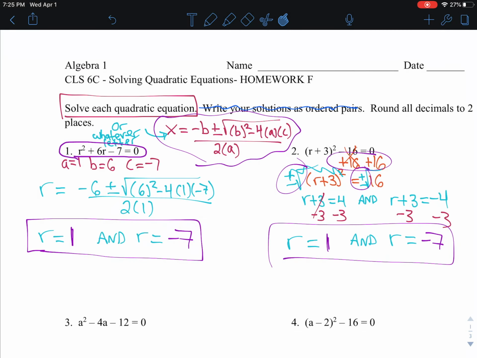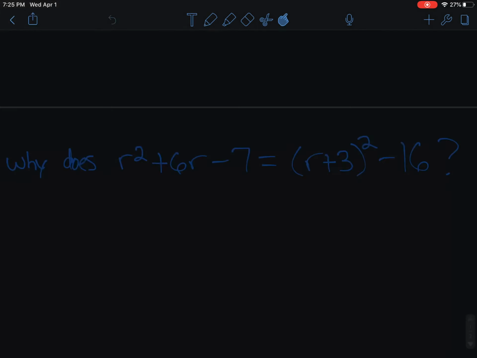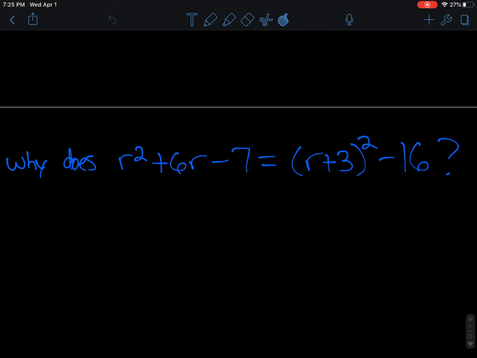But I'm showing you why this is true. Why does r squared plus 6r minus 7 equal (r plus 3) squared minus 16? Now, there's two ways of looking at this. You can look at the left side and start working with the left side, or you can look at the right side and start working with the right side.